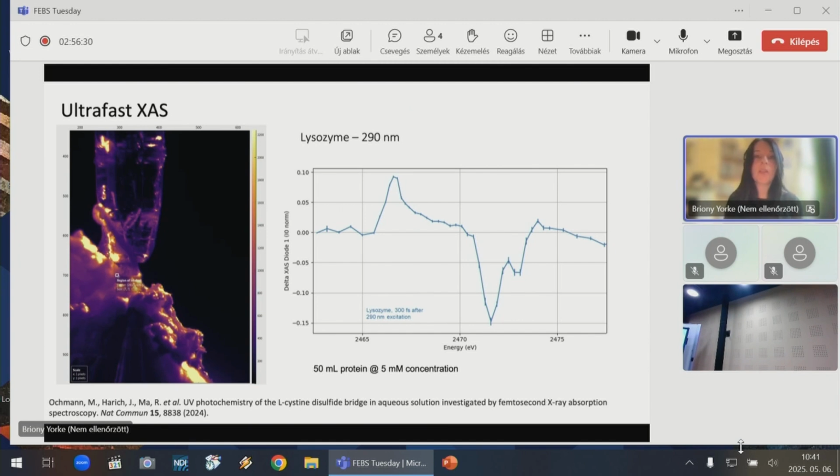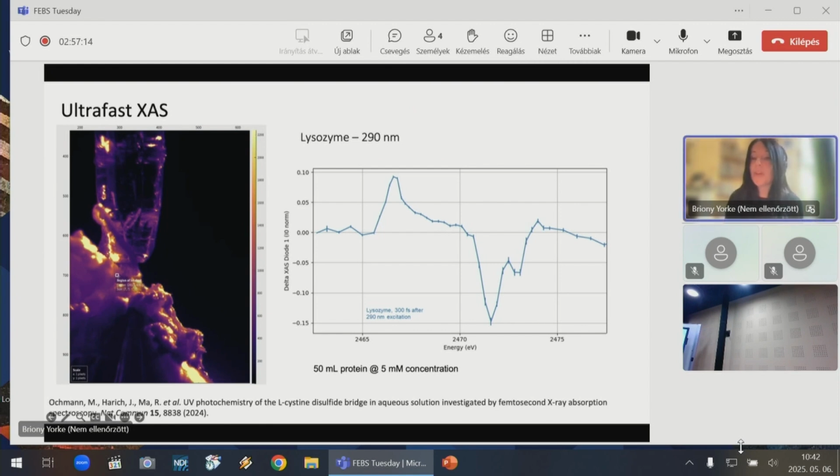To get a reasonable signal-to-noise ratio at the sulfur edge, we need about a 5 millimolar concentration of protein, and the sample consumption is quite high. So we need 50 milliliters of 5 millimolar protein. For lysozyme, the experiment that we've done so far, that's quite straightforward, as we can buy that quite easily. However, producing the crystalline protein at those concentrations, so far we haven't managed yet in time for an experiment.